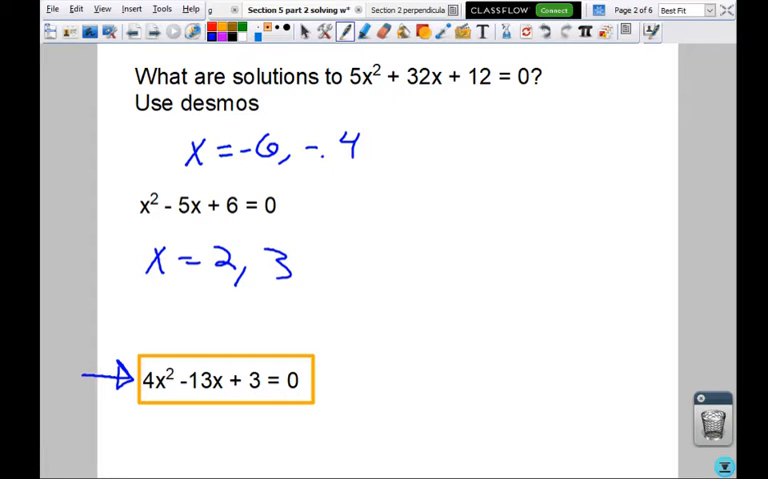All right. Oh, that's easy. So for this one, give me my two solutions. Kayla, what are my two answers? 0.5 and 3. They're tricky.